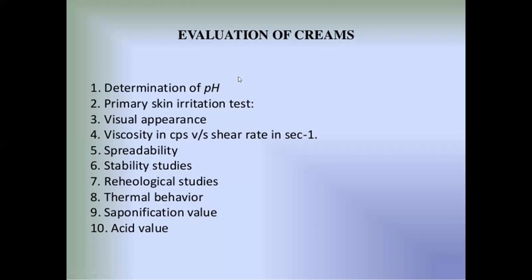The next test you can write is physical appearance, in which identification, particle size, then viscosity, and visual appearance, in which we can check the color and odor. Viscosity is checked by using different viscometers, whether it is less viscous or more viscous. The next is homogeneity, which means all the ingredients are properly mixed together or not. It is checked by using the homogeneity test.